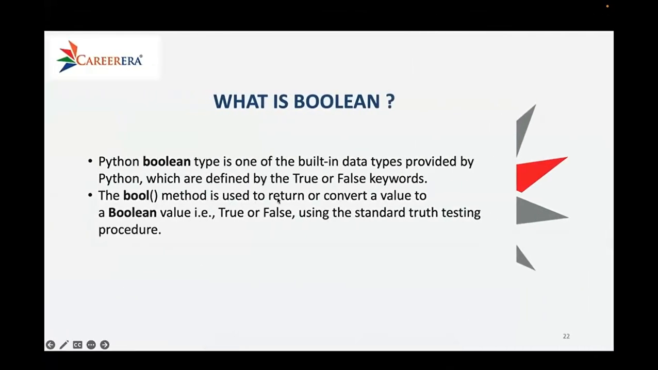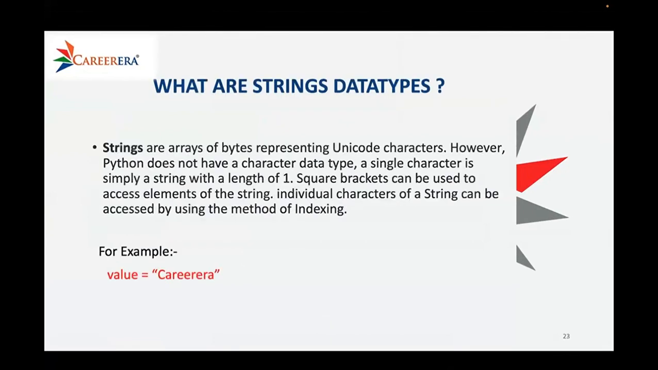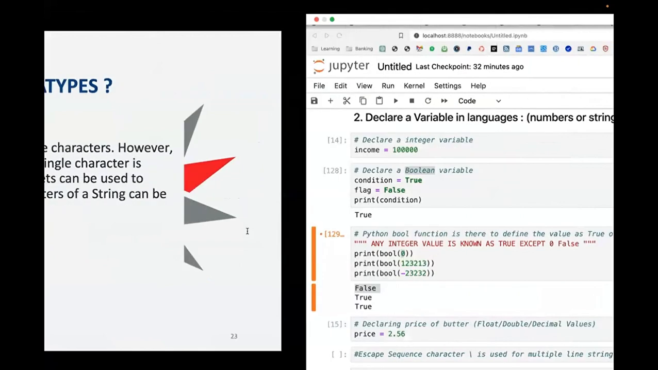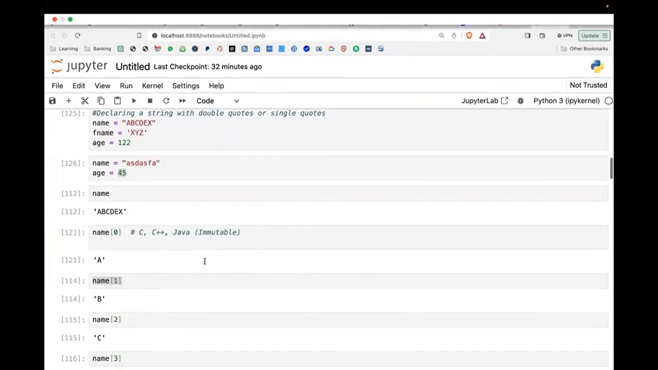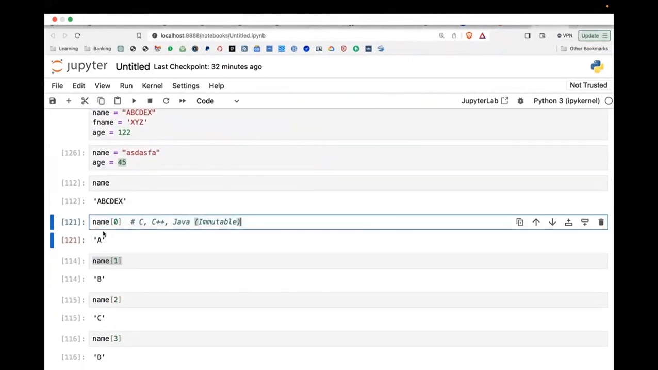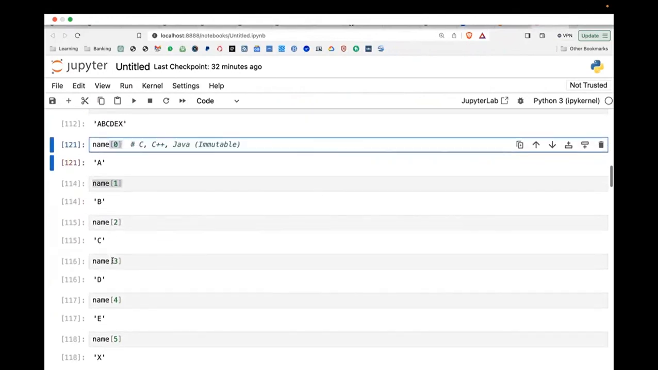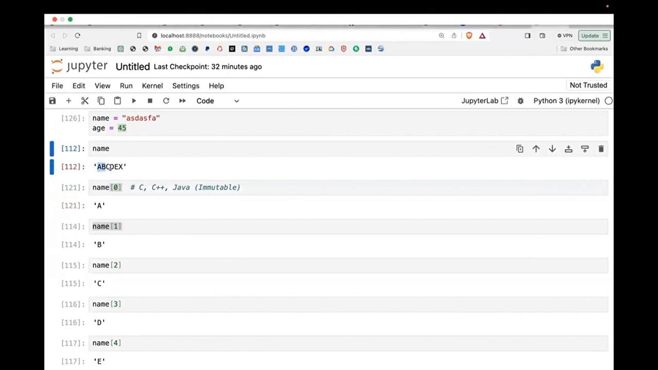There is a bool function which is used to convert a value to a Boolean value, true or false, with the standard input or testing values. Okay. Strings, you have already seen. Strings can be accessed with the square bracket, which I already showed you. You can access each character with the indices, 0, 1, 2, 3.